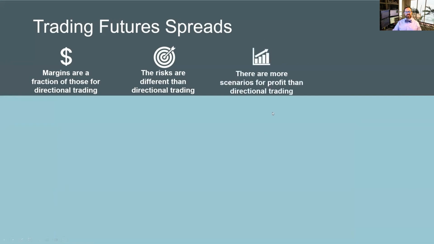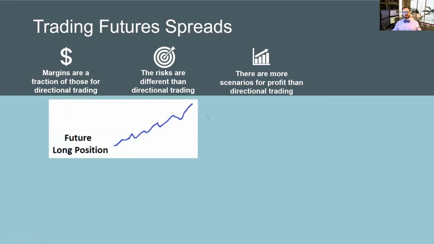Another thing that's interesting is that there are more scenarios for profit than directional trading. When you take a trade on a directional move, for instance, if we're going long, we only make money if prices go up, right? Doesn't matter whatever you buy. If it goes up, you profit. If it goes down, you lose. Simple. If it goes sideways, you can lose, right? Because futures are a wasting asset. They decline in value too.